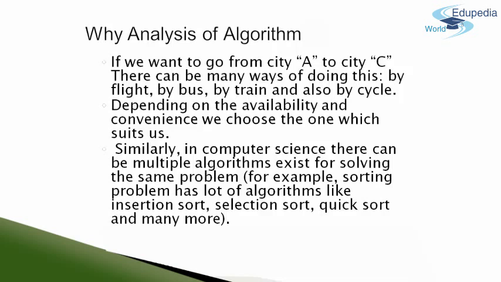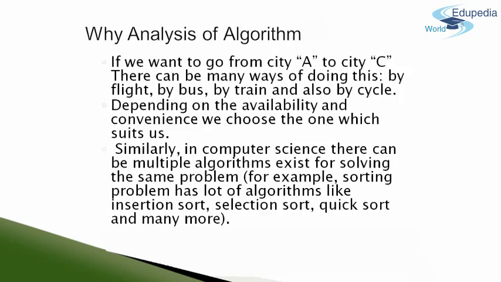Similarly, in computer science, there can be multiple algorithms that exist for solving the same problem. For example, the sorting problem has a lot of algorithms like insertion sort, selection sort, quick sort, and many more. We'll be covering each of them in our later videos. But yes, we do have various sorting algorithms. Okay, so we do have many algorithms to solve one problem.